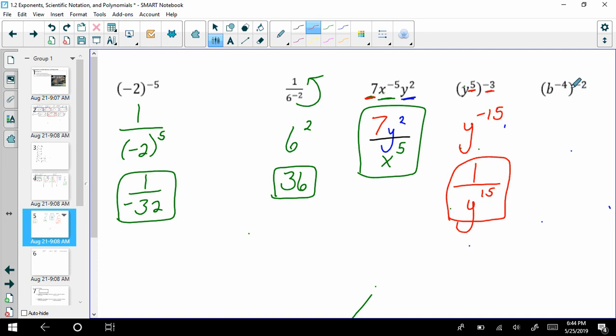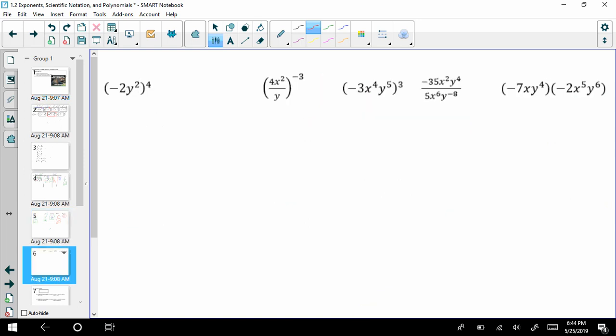Okay, next one, same thing. We're going to multiply our exponents. Negative 4 times negative 2. And that one is done. It's a positive exponent, so I'm not going to move it. B to the 8th. Okay, next set.